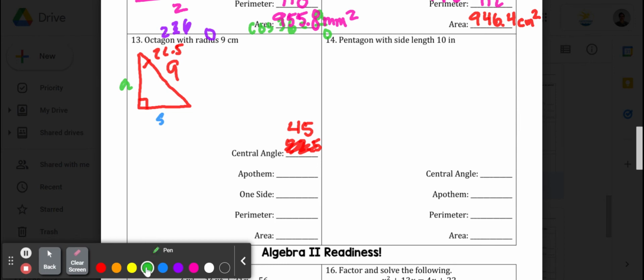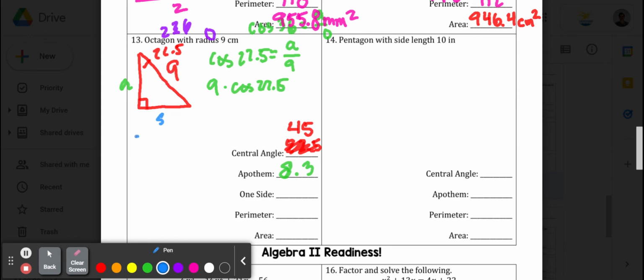That's half the central angle because this is one of those little half triangles. Okay, so apothem first, adjacent, hypotenuse, that's cosine. So cosine 22.5 equals adjacent over hypotenuse. So we get 9 times the cosine of 22.5. That's why if you did really well on the trig unit, this makes this one way nicer. So we get 8.3. It's 8.3.